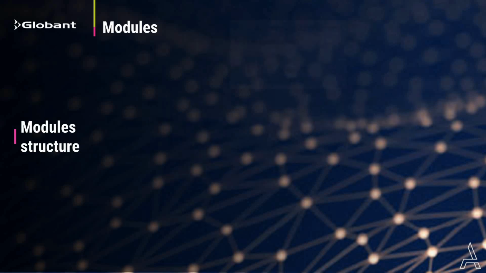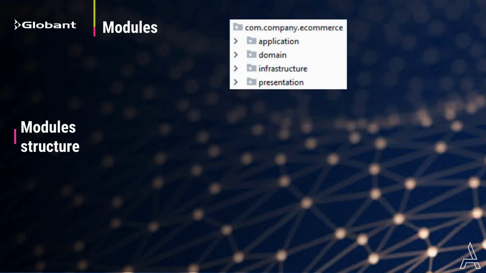Now you have a lot of knowledge about modules. Let's check what are the modules we defined for our e-commerce domain. First, we have the com.company.ecommerce module. This is our base module. In this module, you will find a module for each one of the layers defined in our architecture. This means that we have a domain module, an application module, an infrastructure module, and a presentation module.